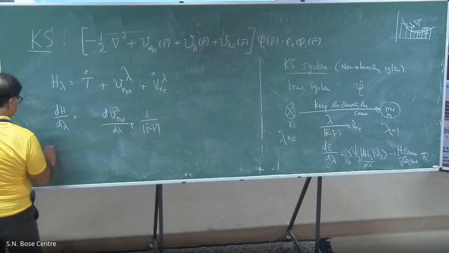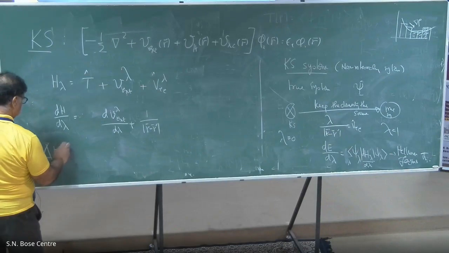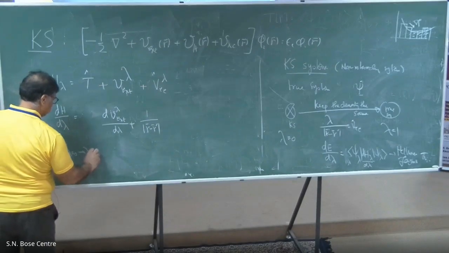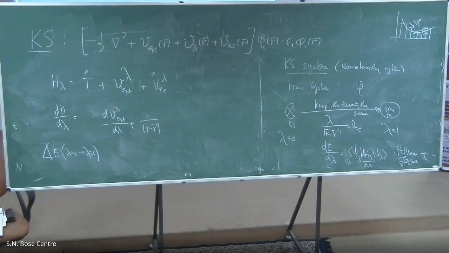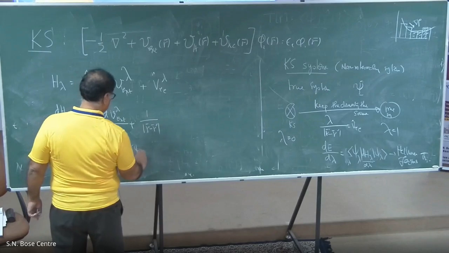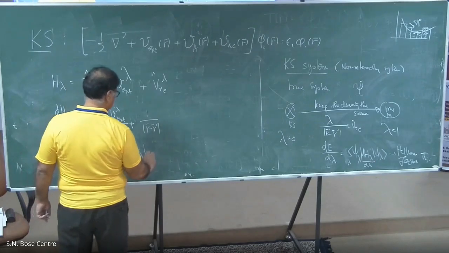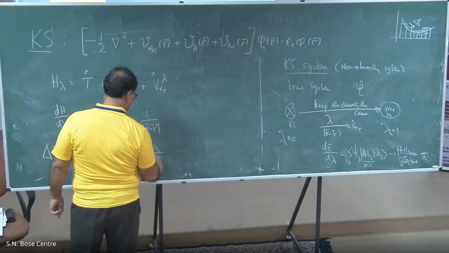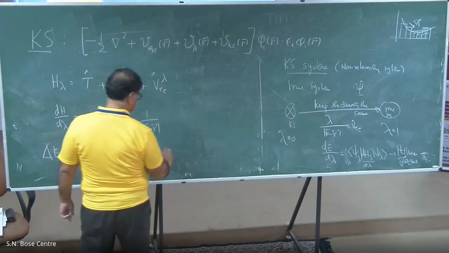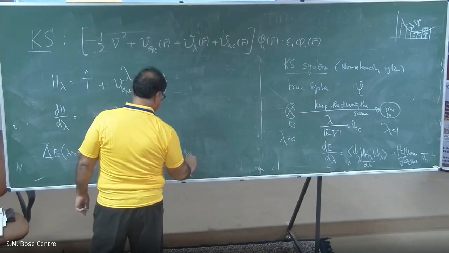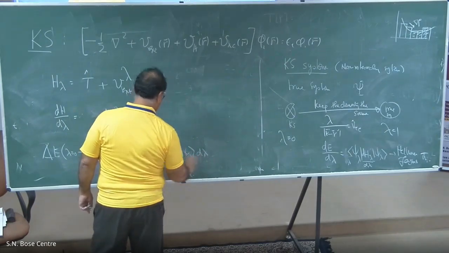So if I do this, delta E, when I go from lambda equal to 0 to lambda equals 1, we're going to integrate psi lambda, dV external over d lambda plus 1 over r minus r prime, psi lambda.